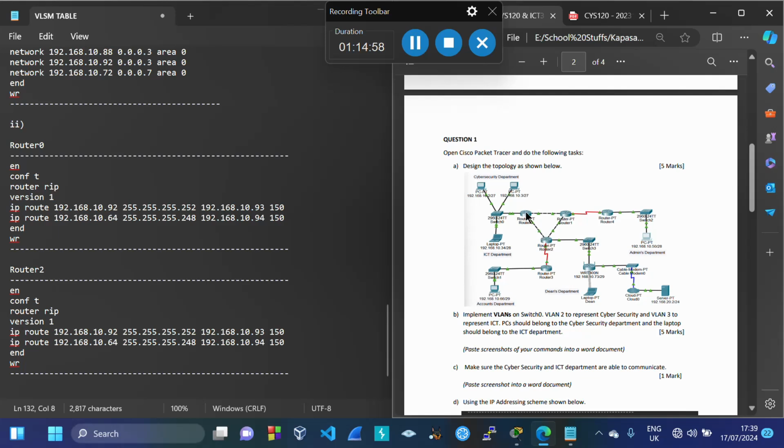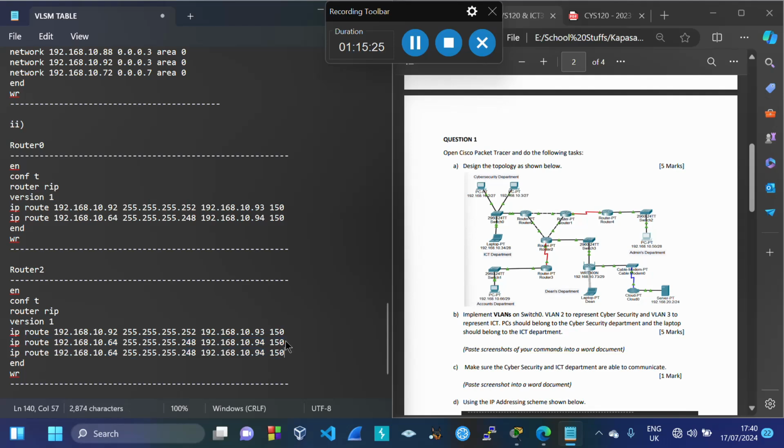So these are not opposite networks, but the opposite networks can be cyber security and the ICT department, because they are not directly connected to router 2, and the last one can be the accounts department. So we need to put 3 routes, because we have 1, 2 and 3, as I've said. So I'll add another route by copying this route like that. Then I'll start modifying now.